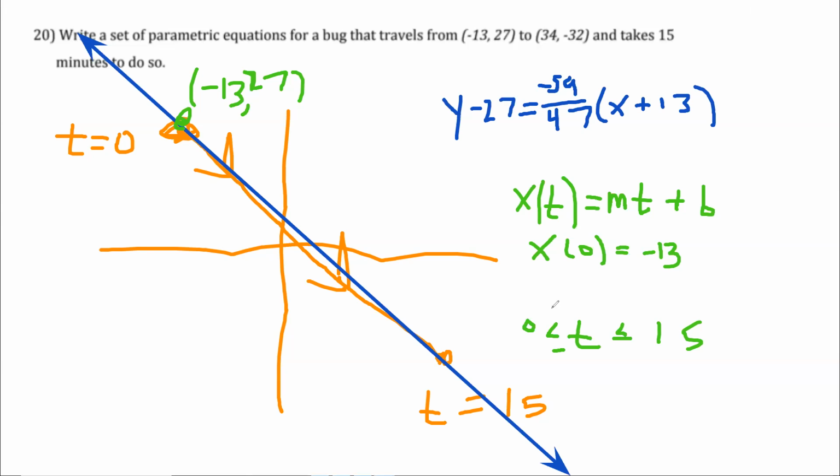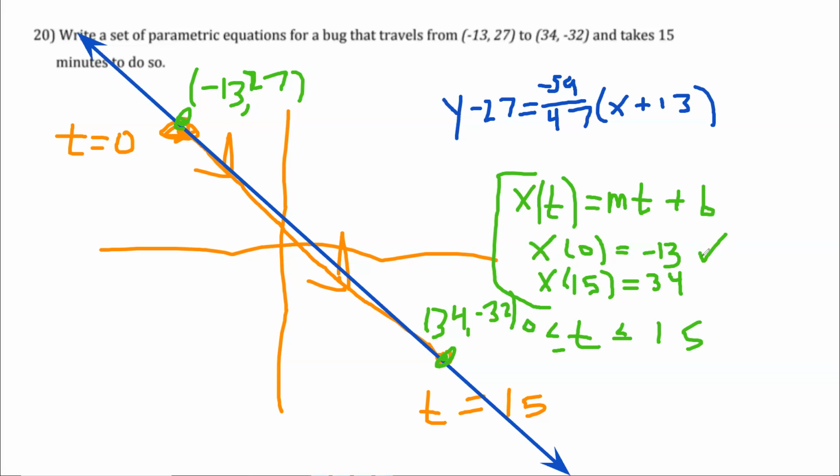We can use that. And then also we know that at 15 minutes, we want it to be at this point here, (34, -32). Since we're writing the parametric equation for x right now, when t is 15, we want x to be 34. So what we could do is set up a system of equations here so that at t equals 0, x is at negative 13.